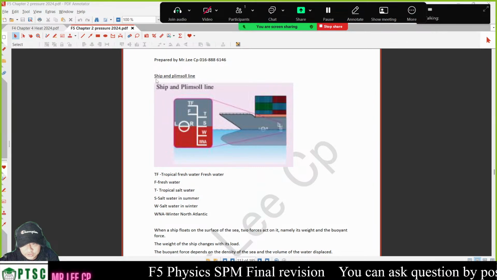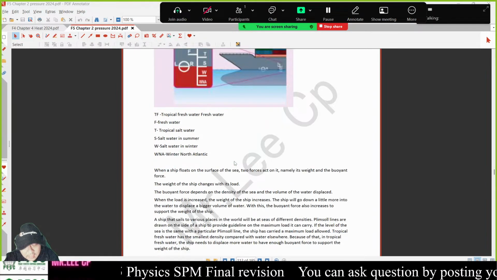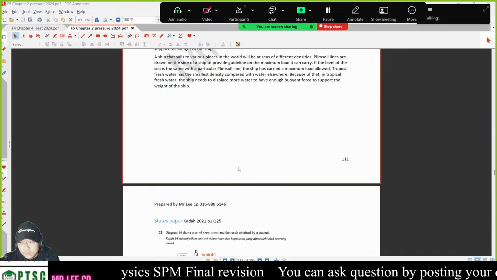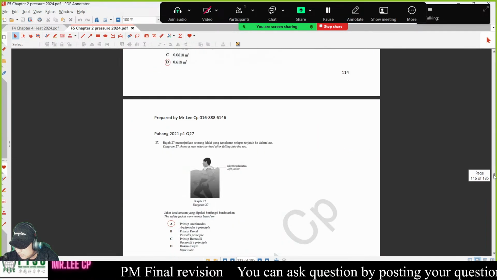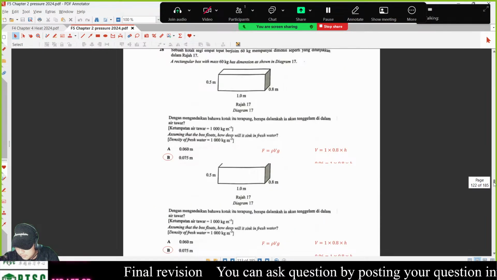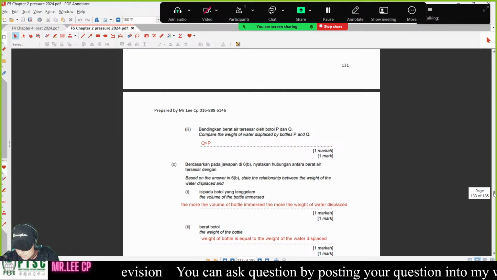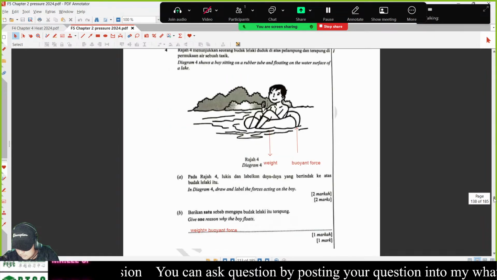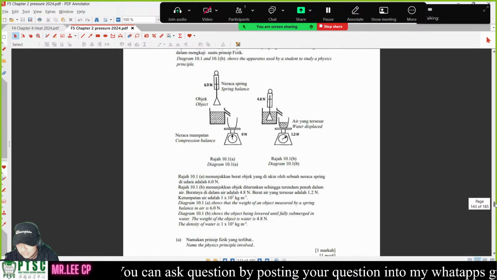The ship and the Plimsoll line, right? This one, Archimedes. So you need to go and read on your own. Okay, now Archimedes is done. So this is the end of the revision here.